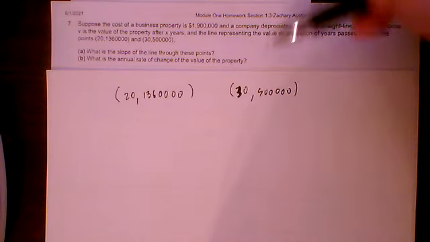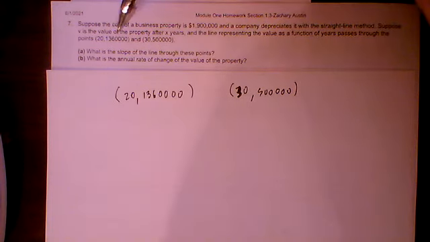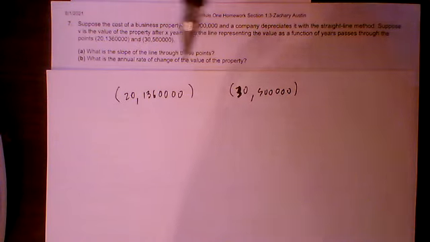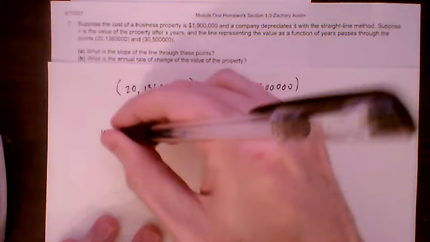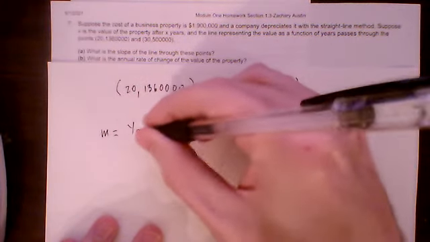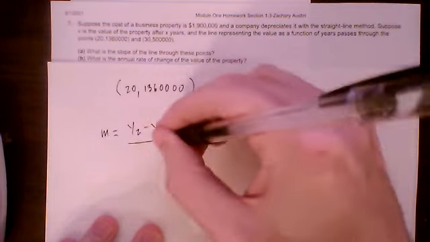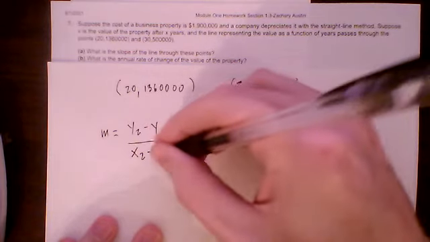We have a bunch of words here, but really what we've got here is our 2 points that our line passes through, and then it asks us to find the slope through these 2 points. So this is going to be very similar to our last one in that we're going to use our slope formula. m is equal to y2 minus y1 over x2 minus x1.